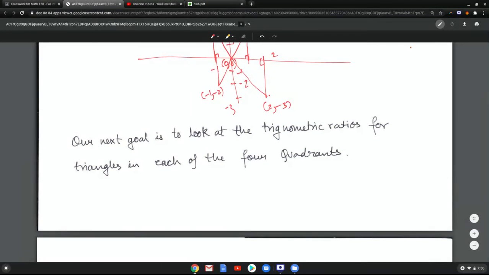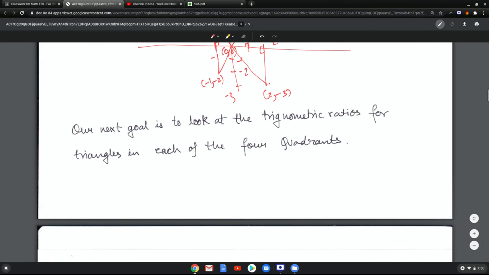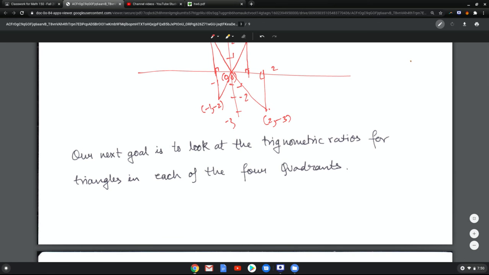So our next goal is to look at the trigonometric ratios for the triangles in each of these 4 quadrants. That's what we're going to do in the next video.